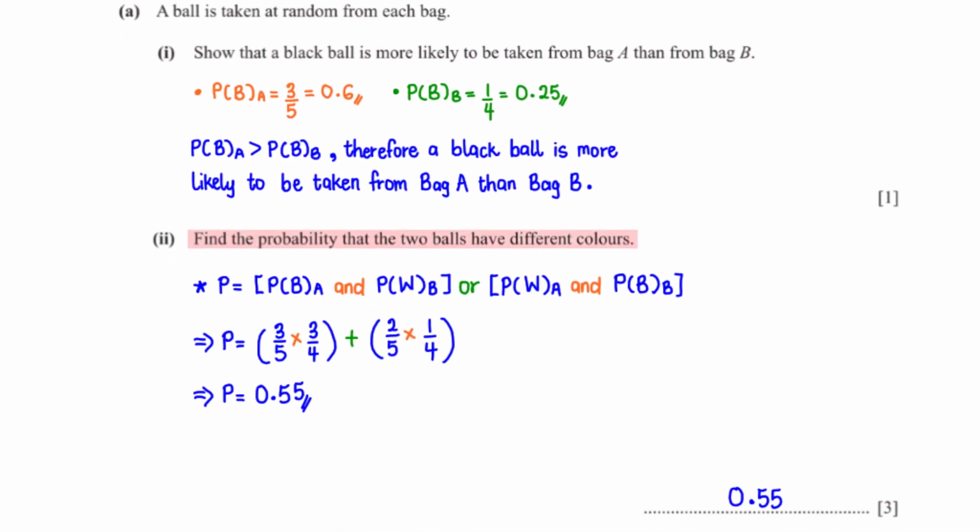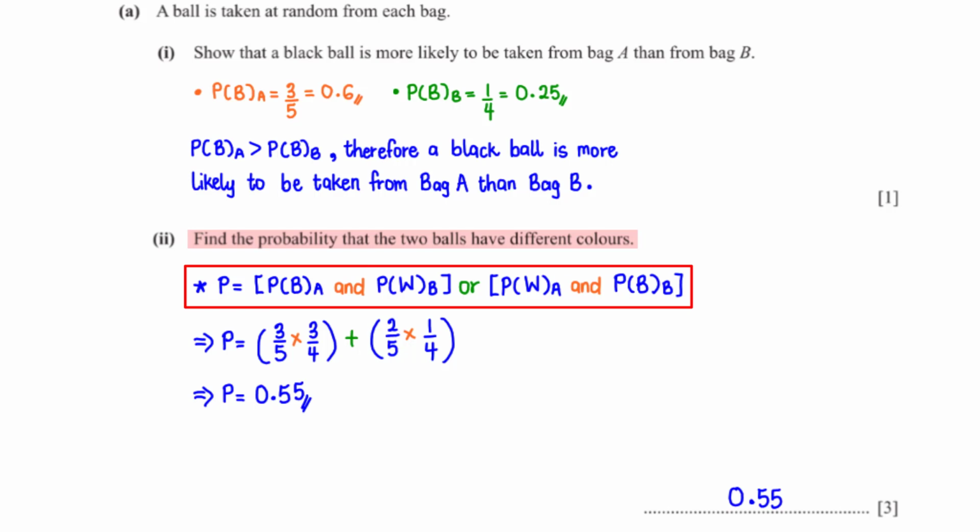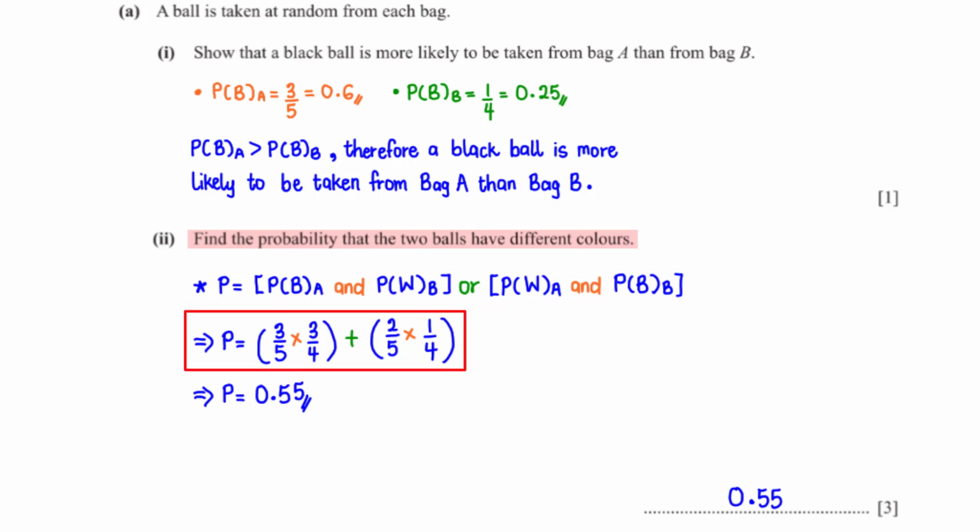Find the probability that the 2 balls have different colors. There are 2 scenarios in this case. A black ball is taken from bag A and a white ball is taken from bag B. Or a white ball is taken from bag A and a black ball is taken from bag B. The probability of taking a black ball from bag A is 3 over 5. The probability of taking a white ball from bag B is 3 over 4. The probability of taking a white ball from bag A is 2 over 5. The probability of taking a black ball from bag B is 1 over 4. When we type this into the calculator, we get 0.55.